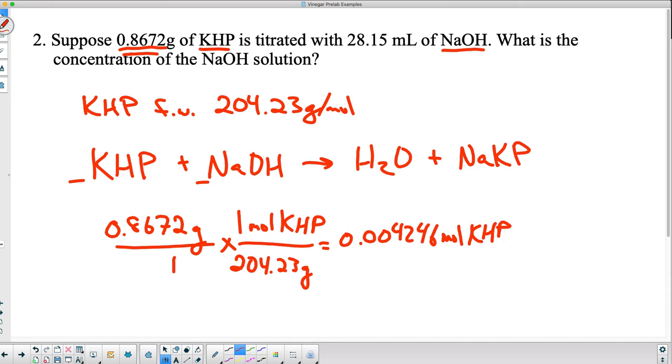KHP, just like that. Now, here's the nice part about this. Once we got the number of moles of KHP, here's what you should know.